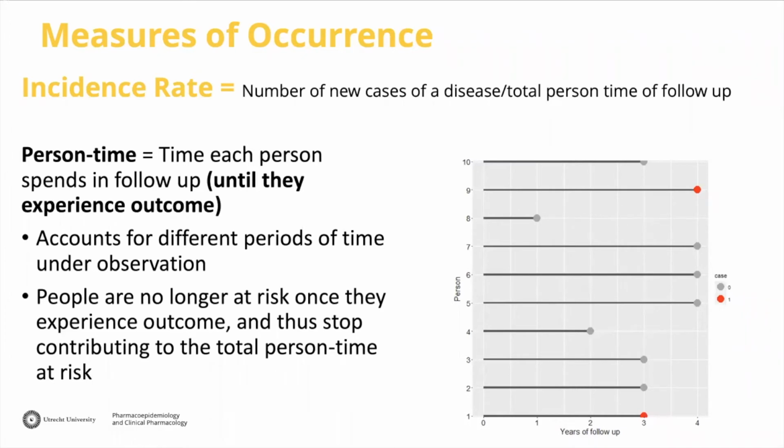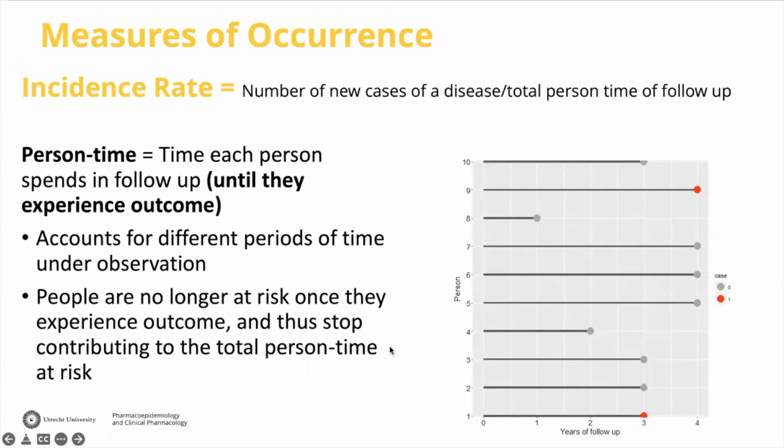So this is really important because it accounts for different periods of time under observation, because it's very rare, unless the follow-up time is very short, that we follow all subjects for the entire follow-up time. And it's also important to account for the fact that people are no longer at risk once they experience the outcome, and they have to stop contributing to the total person time of follow-up.